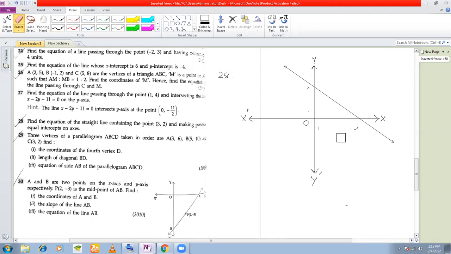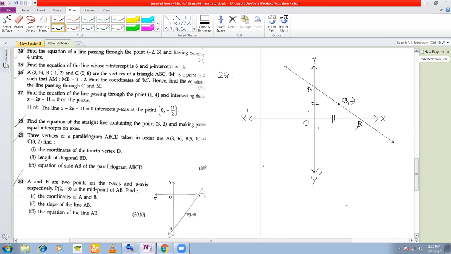Now what is given? Let's see. This straight line contains the point (3, 2). Let's say the point (3, 2) is somewhere over here. So this straight line passes through the point (3, 2) and makes positive equal intercepts on the axis. Not only positive, but they are equal also. So that means if I call this point A and if I call this point B, these two must be equal. OA must be equal to OB.